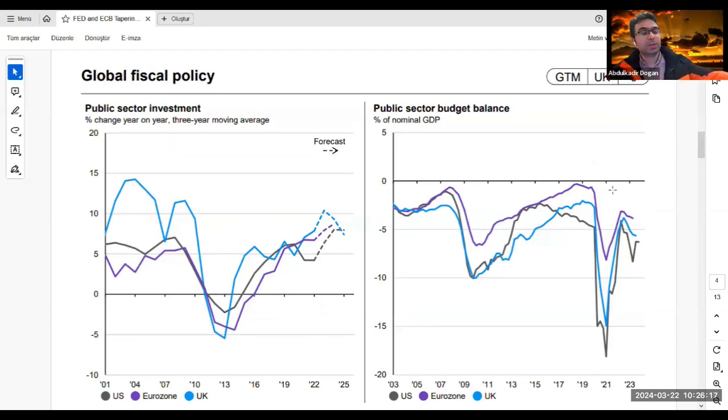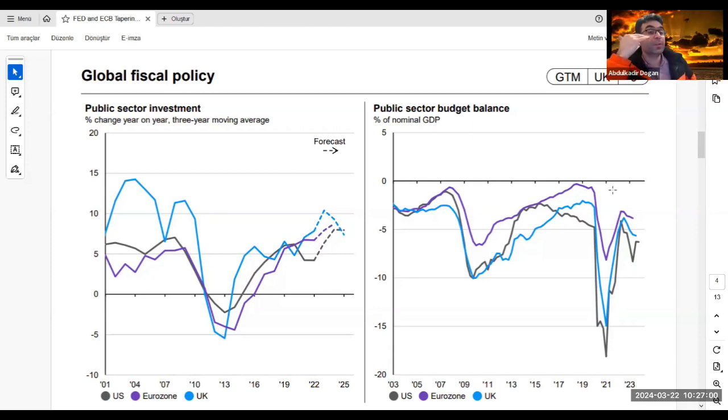Now we speak about global monetary policy, but monetary policy and fiscal policy are complementary to each other. So if you are fighting inflation and you are just tightening the monetary policy but increasing and expanding the fiscal policy, your inflation targeting will not be successful. So fiscal policy and monetary policy should be compatible with each other while fighting inflation or while stimulating the economy.